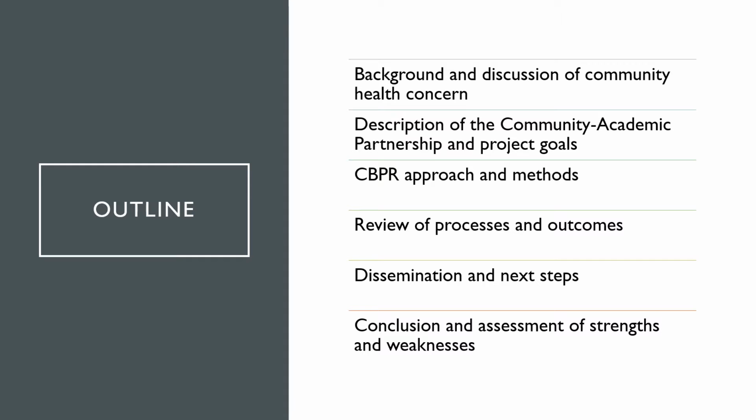So first, I just want to give you an outline of what we'll talk about today. These are the topics that we'll cover in order: background and discussion of community health concern, a description of the community academic partnership and the project goals, the community-based participatory research approach and methods used, a review of processes and outcomes, dissemination and next steps, and also a conclusion and assessment of strengths and weaknesses, which is my own critical assessment of this community-based participatory research project.